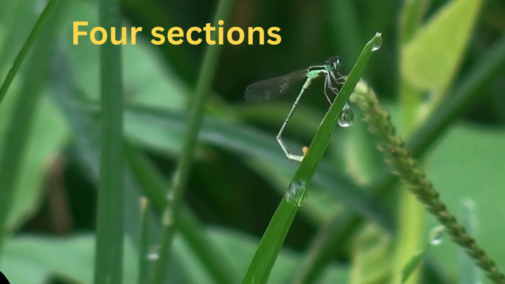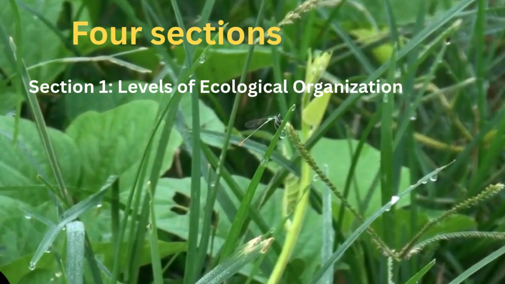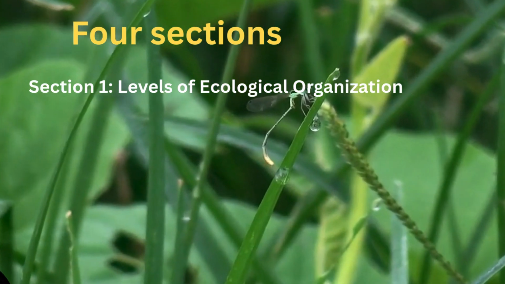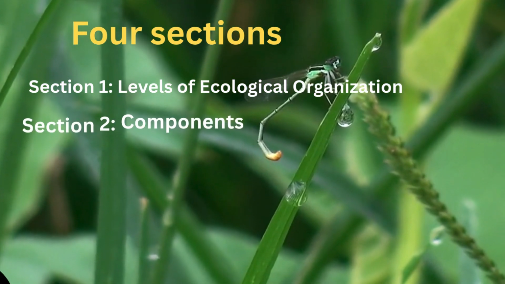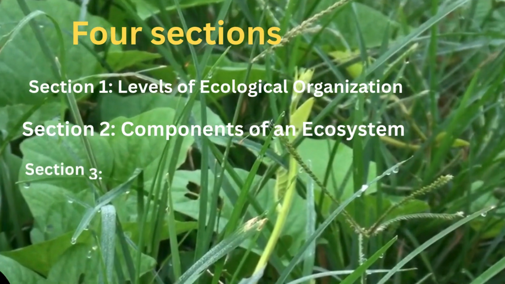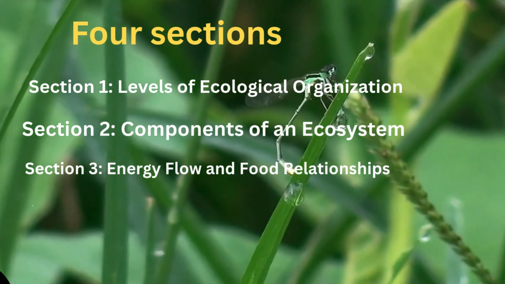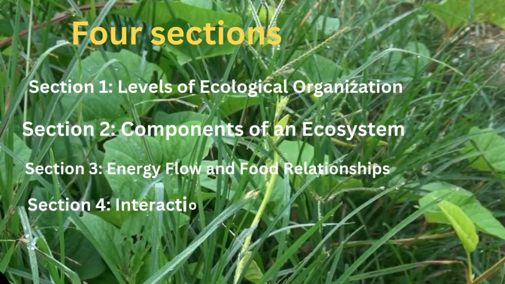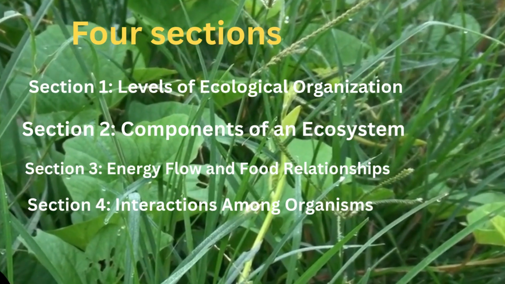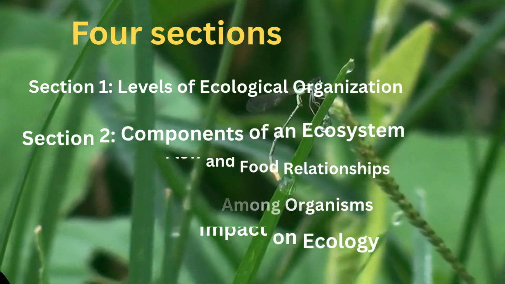Let's focus on 4 sections about ecology. Section number 1, levels of ecological organization. Section 2, components of an ecosystem. Section number 3, energy flow and food relationships. Section number 4, interconnections among organisms. And section number 5, human impact on ecology.